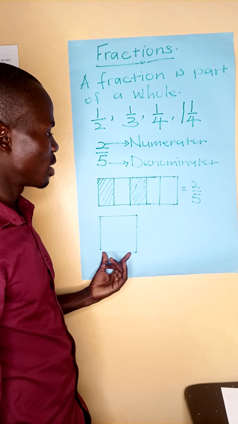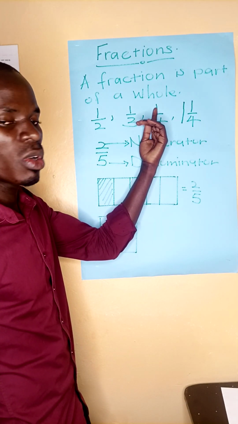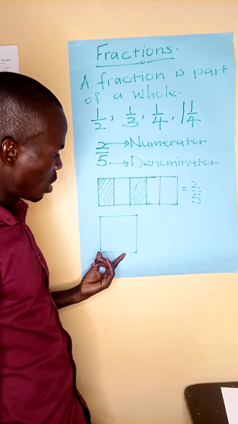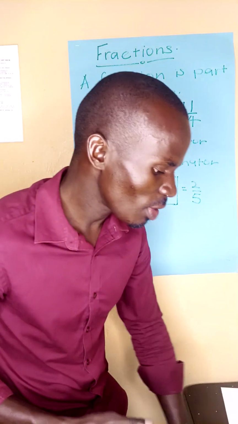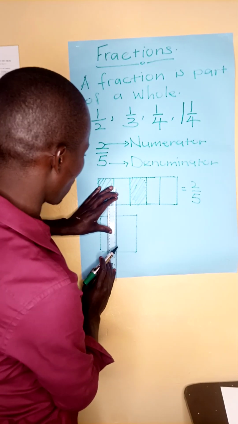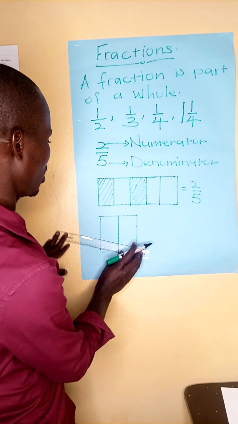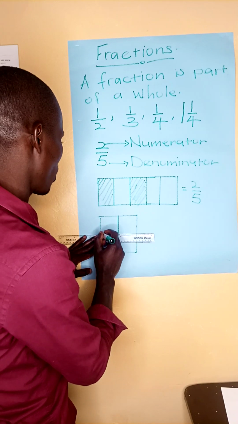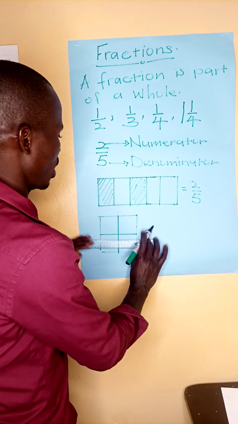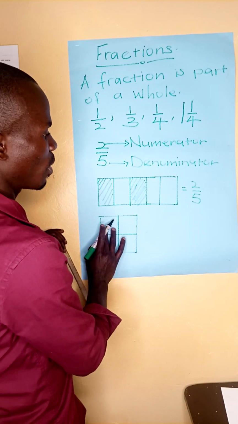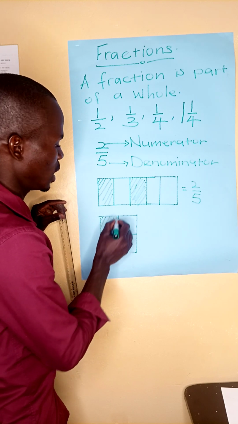Here is our next diagram. We are going to draw and represent a quarter on the diagram. We draw the diagram and we divide it into 4 equal parts. You have to make sure that the 4 parts are of the same size. So you should be careful while drawing, such that you draw parts of the same size. 1, 2, 3, 4. Then out of the 4, we shade 1 part.